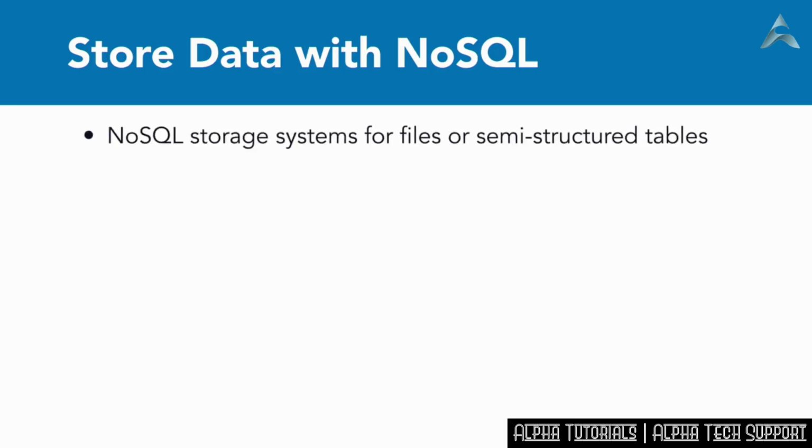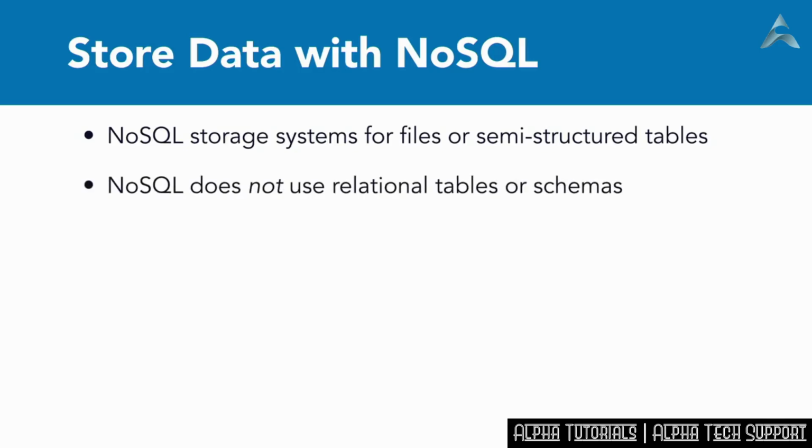So NoSQL storage systems are used for files or semi-structured tables, as I mentioned previously. It's not used for relational tables. There is no concept of normalization or relating the data between tables. So first normal, second normal, and third normal form, for those of us that come from that background. There is no normalization in the majority of NoSQL systems. It doesn't use relational tables, and really importantly, it doesn't use schemas.